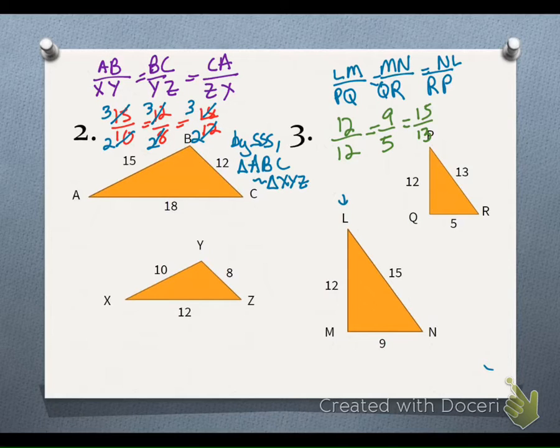And what's happening in the first one? 12 over 12 reduces to what? 1. So 1 over 1. Can I ever reduce 9 over 5 to 1? You can make it a mixed number, but that's not going to do us any good. We can't get them down any further. They're never going to be the same ratio. So we say these are not similar.